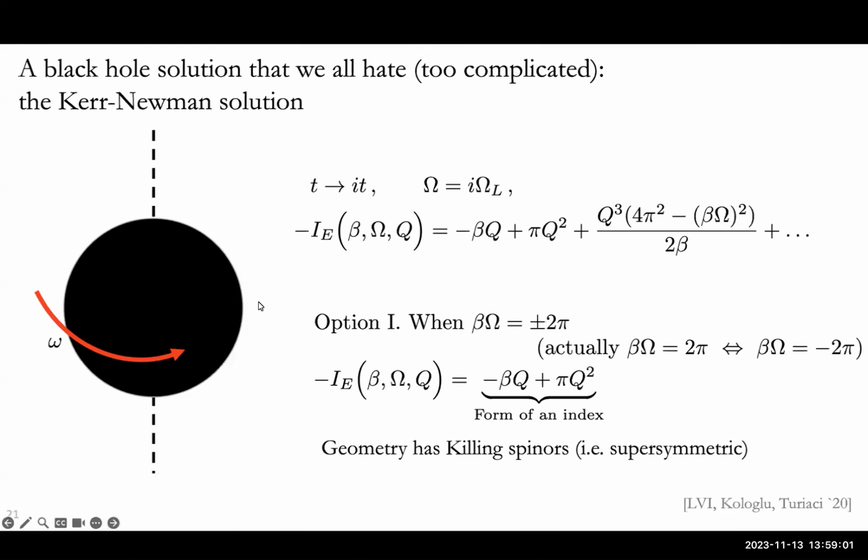And moreover, the finite temperature Euclidean geometry that you get, in fact, has killing spinors. You can solve the killing spinor equation in this geometry, which means that, although people usually said that there are no non-extremal solutions that are supersymmetric, this is an example of that in Euclidean signature. It's a solution that's supersymmetric in the sense that it has killing spinors, but it exists for any temperature.